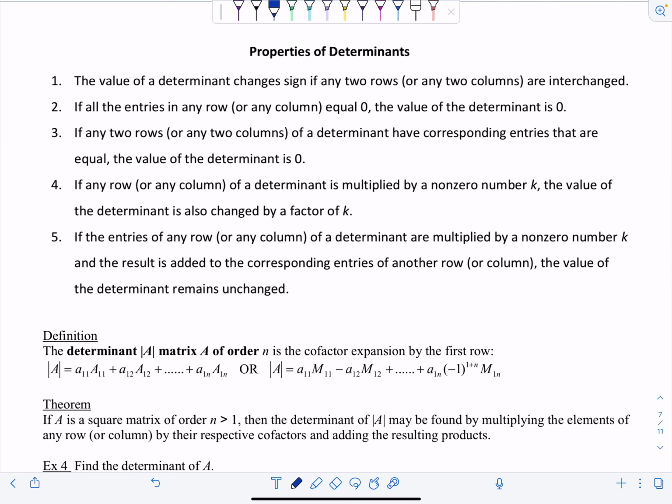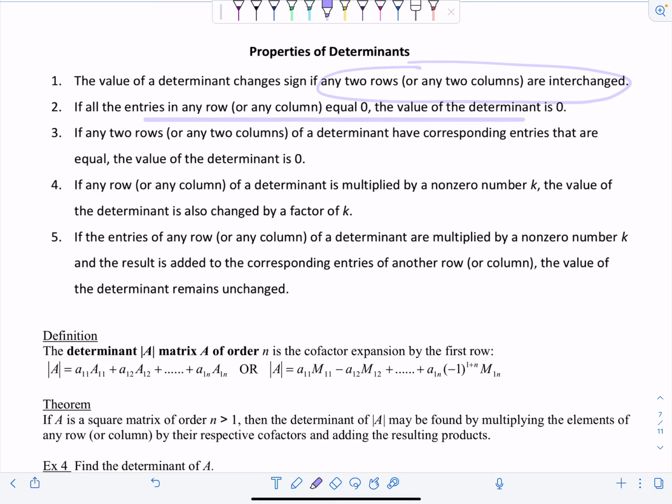Now, properties of determinants. We can also use some of these properties to make computing them easier. Or they're just good facts to keep in mind. So the value of a determinant will change signs if any 2 rows or any 2 columns are interchanged, okay? So if you swap 2 rows in a matrix, the determinant of the new matrix will have the opposite sign of the original. And then if all of the entries in any row or any column are 0, then the value of the determinant is 0.